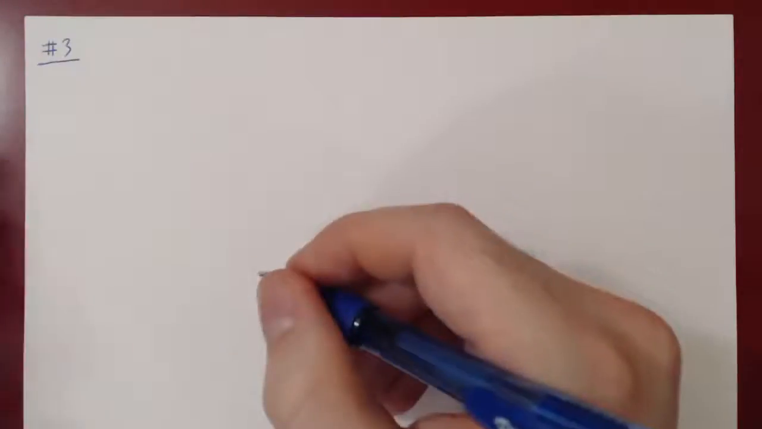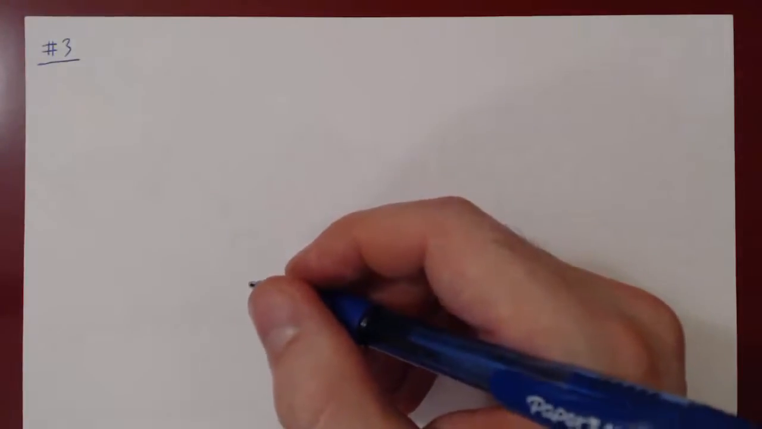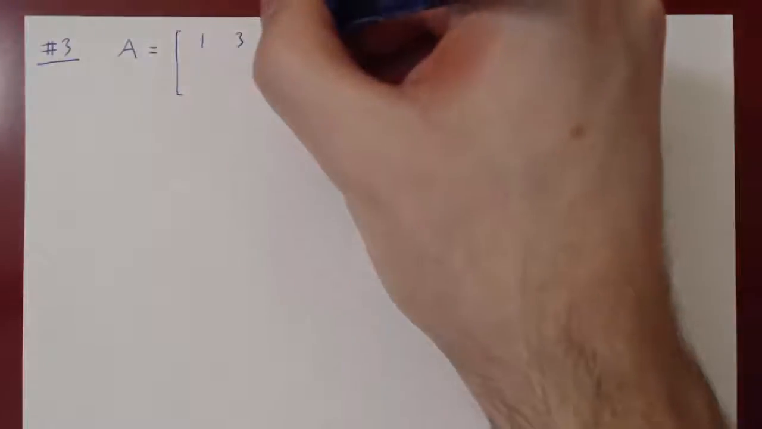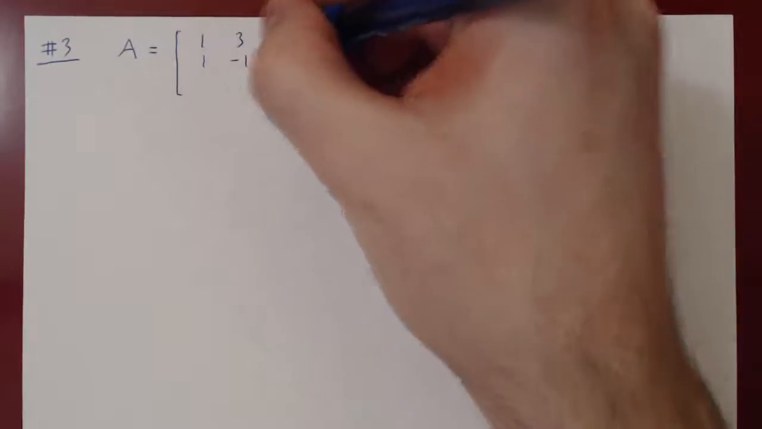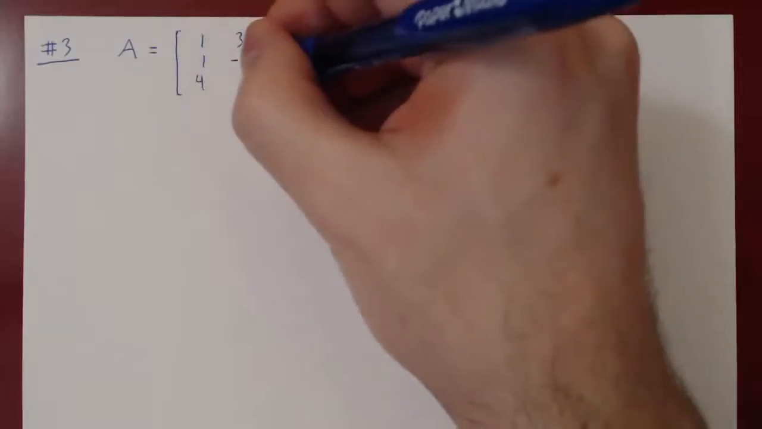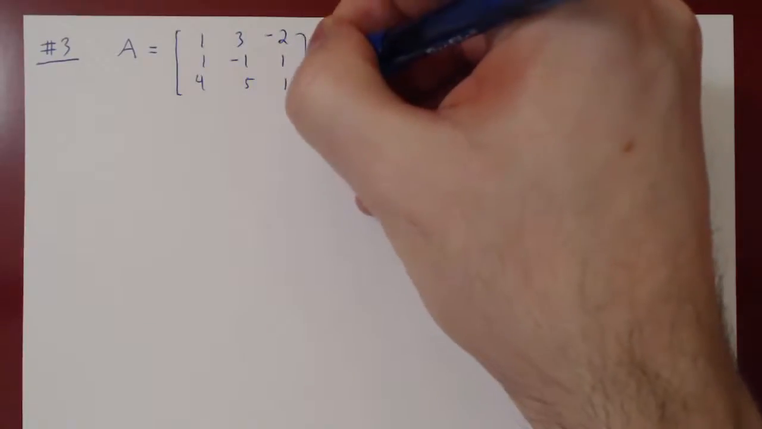This is our third example. Let's take, say, a 3 by 3 matrix for A. So 1, 3, negative 2, 1, negative 1, 1, 4, 5, 1.